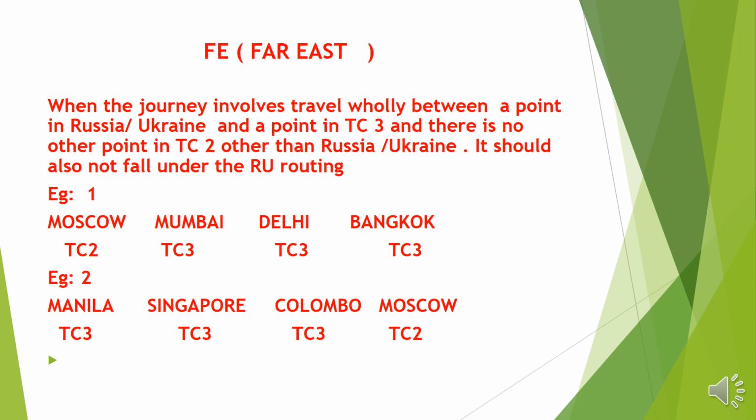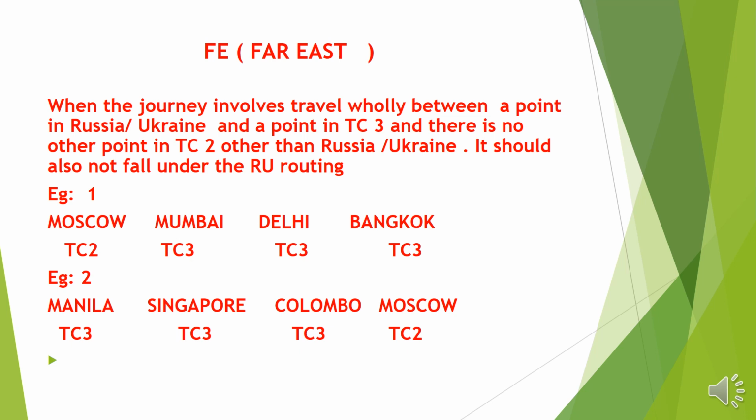Far East. When the journey involves travel wholly between a point in Russia or Ukraine and a point in TC3, and there is no other point in TC2 other than Russia, Ukraine, and it should also not fall under the RU routing, then you call it FE. Just like a Russian routing, the origin or the final destination has to be Russia, and the entire journey should be in TC2 and 3, and there should be Japan, Korea on the journey.